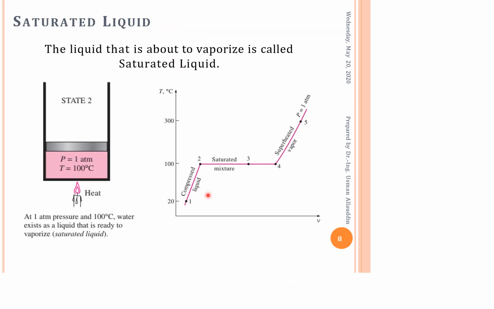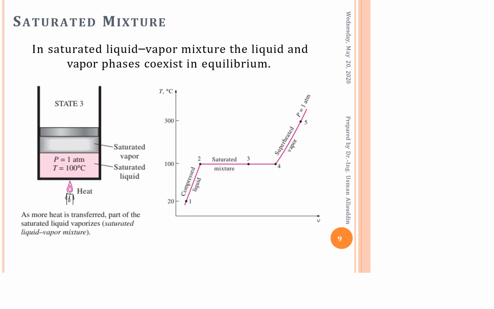So from 1 to 2 we have compressed liquid, which means that our process has not yet started, but point 2 is called saturated liquid. And what is saturated liquid? The liquid that is about to vaporize. From 2 onwards, it will be called saturated mixture. So from 1 to 2 we have compressed liquid, point 2 is saturated liquid, and now we have saturated mixture.